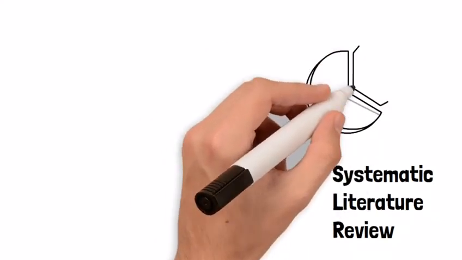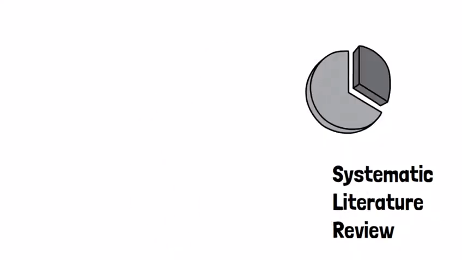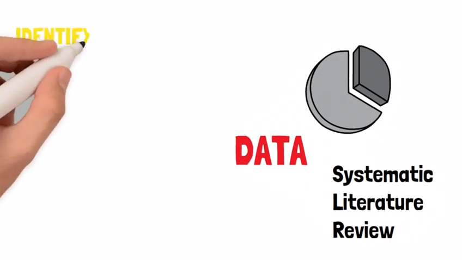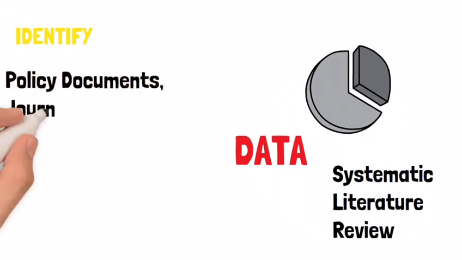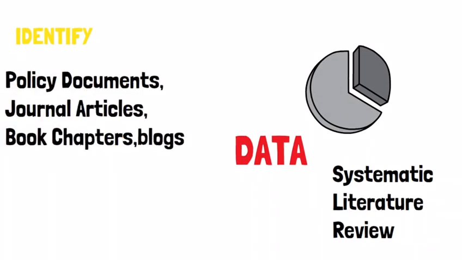A systematic literature review begins with an intentional and purposeful selection of data that will be included in the research study. This includes identifying types of information that will be included in the review, such as policy documents, journal articles, book chapters, blogs, and so on.